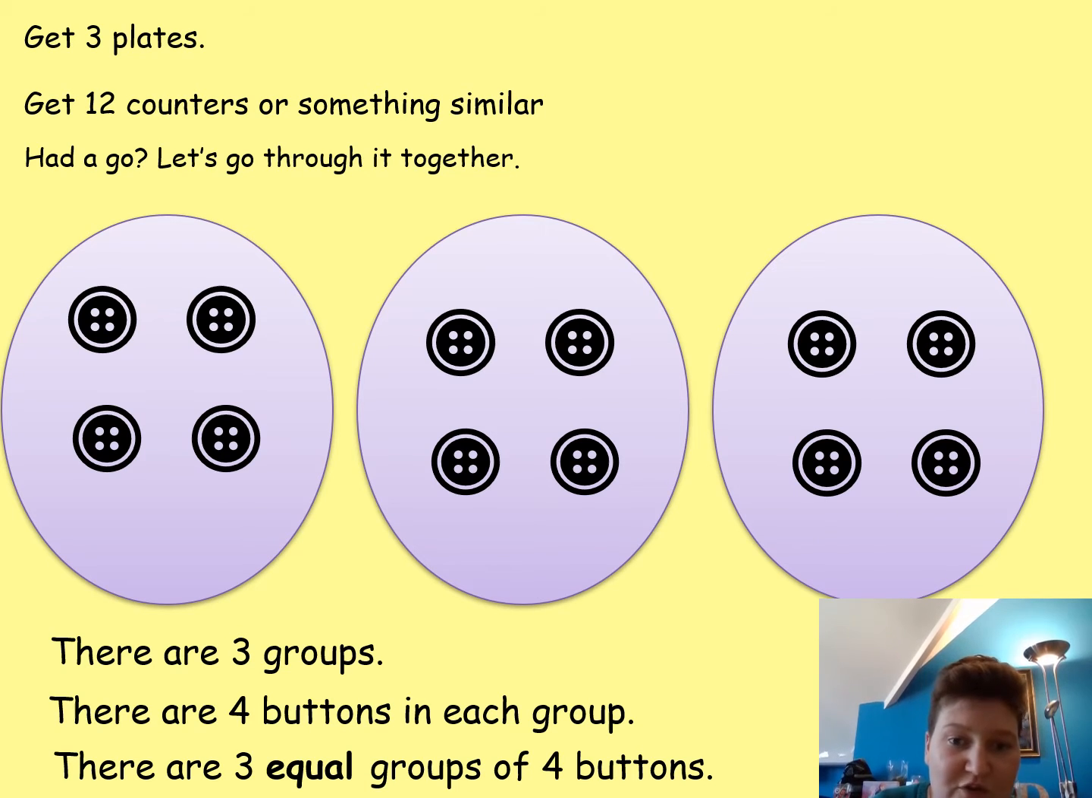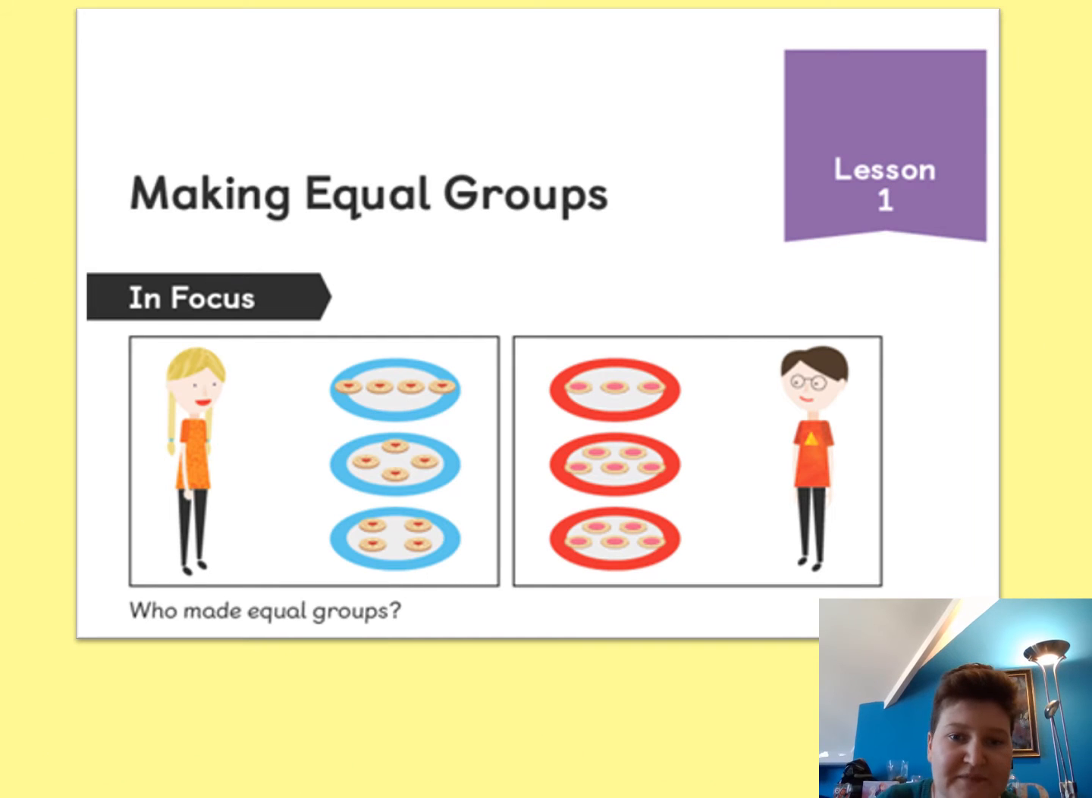Okay, so equal groups. Now have a look at this picture in front of you. Now you've got a picture of a young lady and she's made some groups on her plates. And you've got a picture of a young man and he's made some groups. Who made equal groups? So you can pause the video. Who made equal groups?